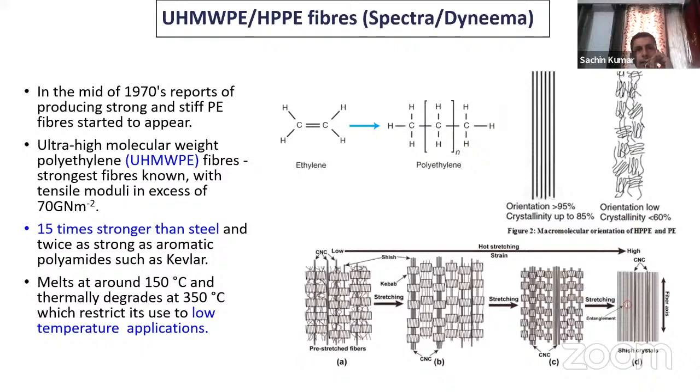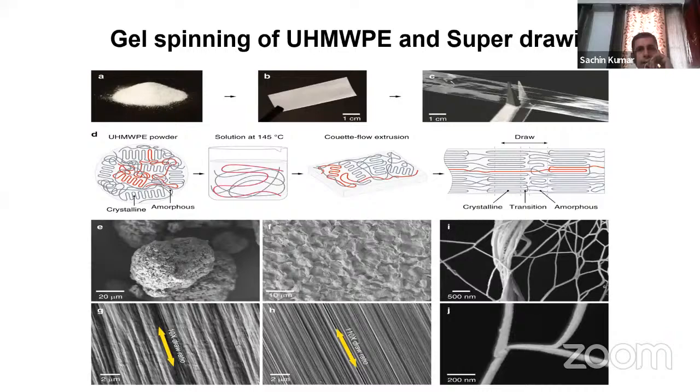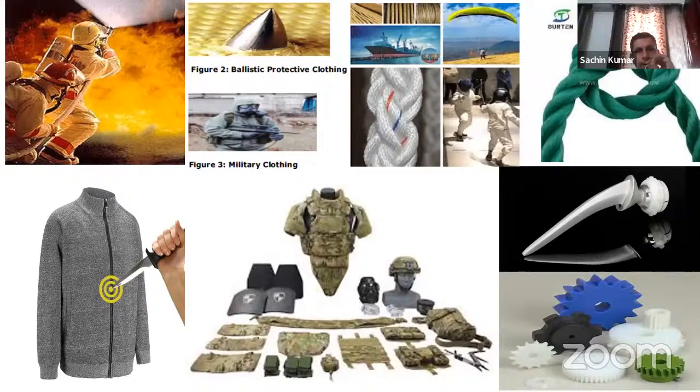Another category is high performance polyethylene. That is polythene, but it is made up of very, very high molecular weight. That is why it is used for applications like, again, stab resistance, cut resistance kinds of materials, and bulletproof jackets, etc.